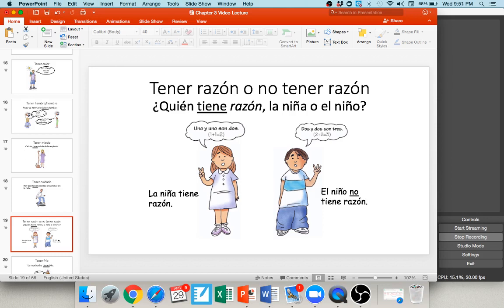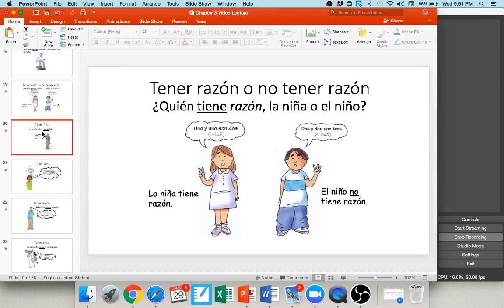So let's look at their thought bubbles. The little girl says that uno y uno son dos. One and one adds to give you two. That makes sense. The little boy says that dos y dos son tres. Two and two gives you three. I'm not sure here. I believe that la niña tiene razón. The girl is correct. La niña tiene razón. And el niño no tiene razón. The boy, he's not correct.